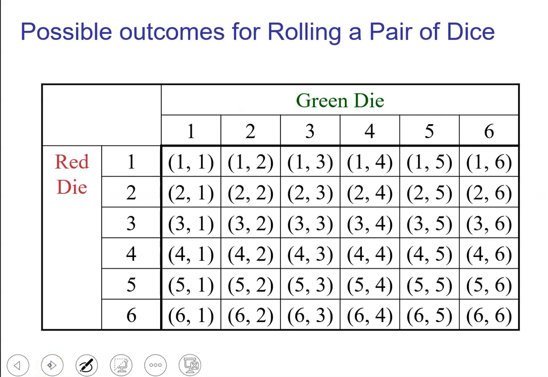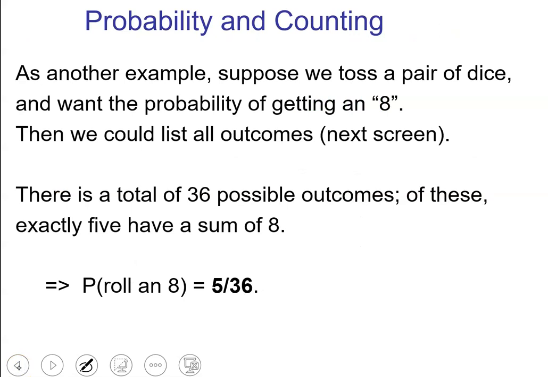Again, notice how this is starting to get more and more lengthy as we add different components to it. Now we're tossing 2 dice instead of just flipping 1 coin. But again, you can see, the sum of 8, there's 5 chances of that out of a total of 36.